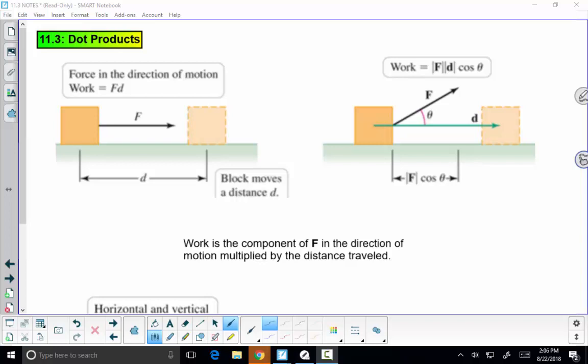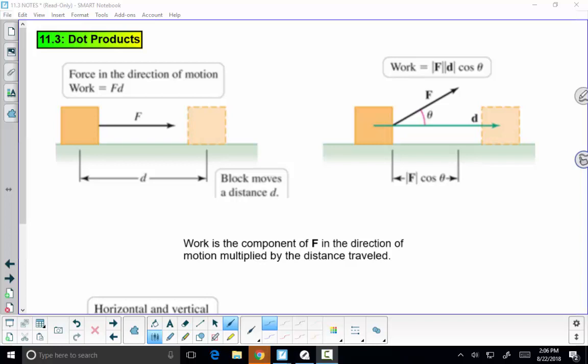Work is force times distance. So if the movement is in the direction of the force, all we have to do is multiply the magnitude of the force times the distance. So if the direction of motion and the force are in the same direction, no problem, just multiply force times distance. You've already done that in other classes. If the force is not in the direction of motion, then what we have to do is decompose the force into two component vectors. One that's in the direction of motion and one that's perpendicular to the direction of motion, just like the ramp problem.